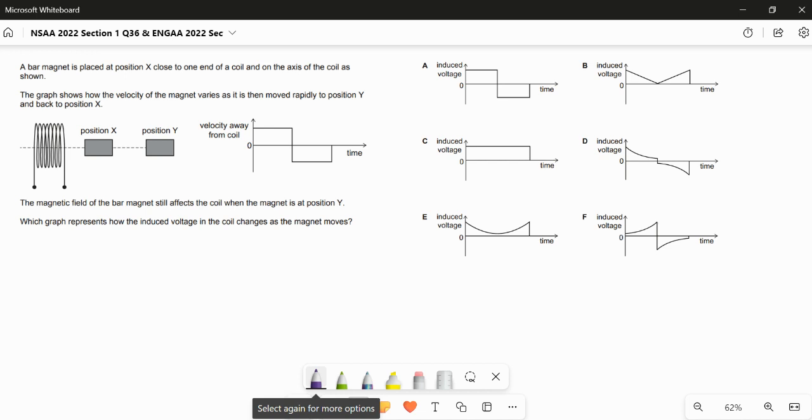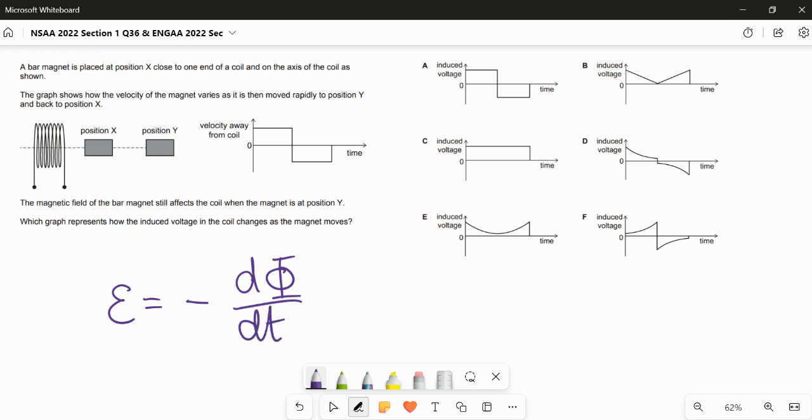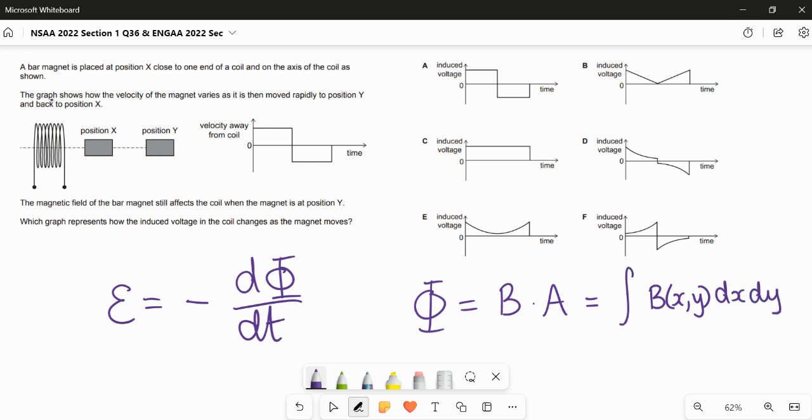So, you know from Faraday's law, the EMF is minus the rate of change of the flux, where the flux is defined as the magnetic field times the area through which it passes. Or if you want to be really technical, if the magnetic field varied in that area, it would be B as a function of position times the little area it takes, so dx and dy, and then integrated over the two. So this is B dot dS in vector calculus.